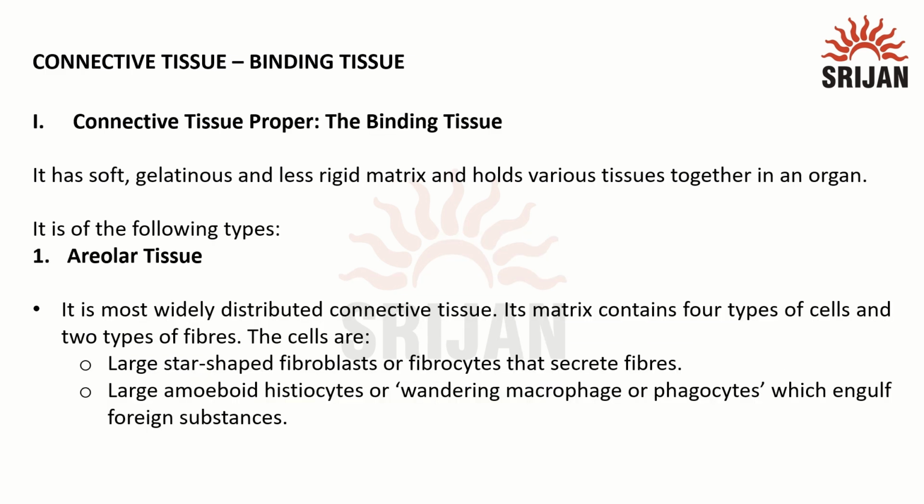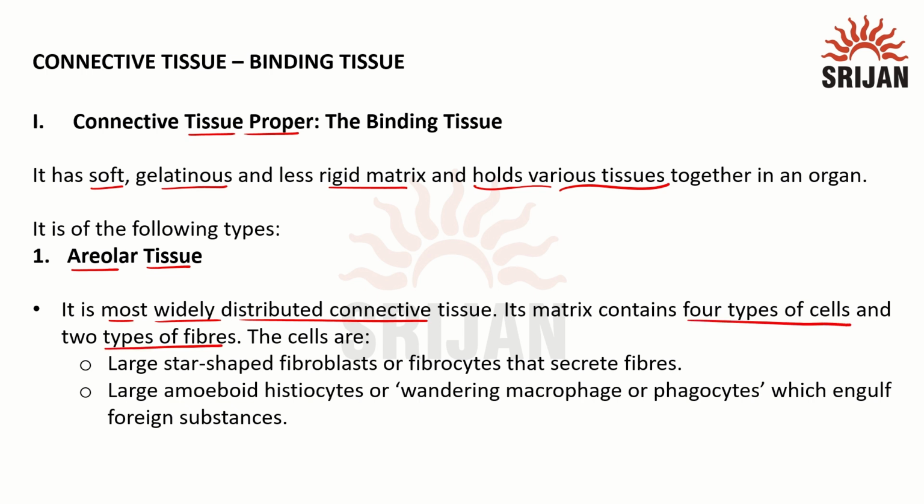So the first type of connective tissue proper is areolar tissue. Why is it known as connective tissue proper? Because it has a soft, gelatinous and less rigid matrix, and it helps to hold various tissues in place. Areolar tissue is the most widely distributed connective tissue, and there are four types of cells and two types of fibers in it.